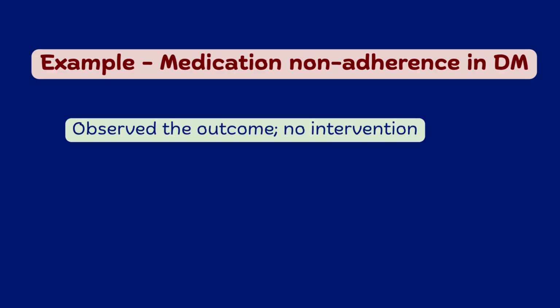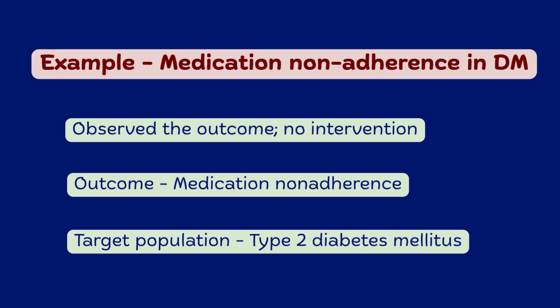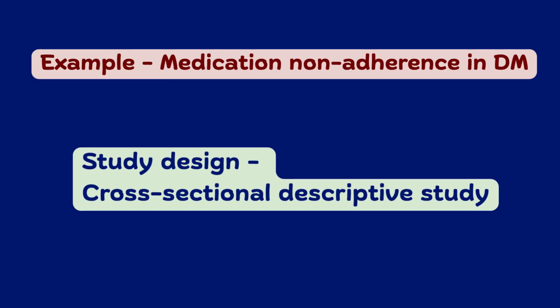This study was an observational study as the researchers simply observed the outcome and did not provide any intervention for the purpose of study. Since they measured the prevalence of the outcome, that is, medication non adherence, in the study sample, which included type 2 diabetes mellitus patients, the study was described as a cross sectional descriptive study.